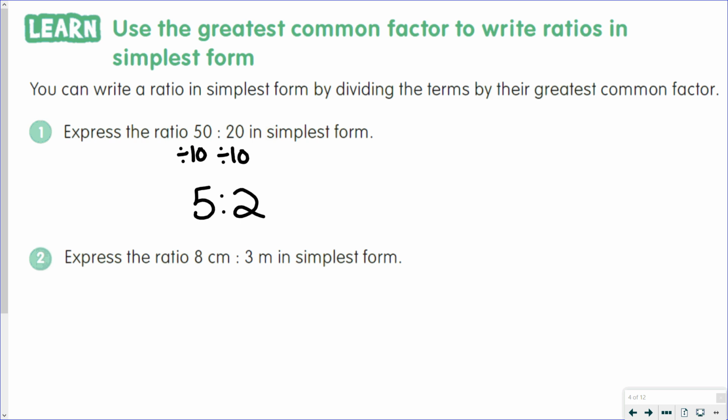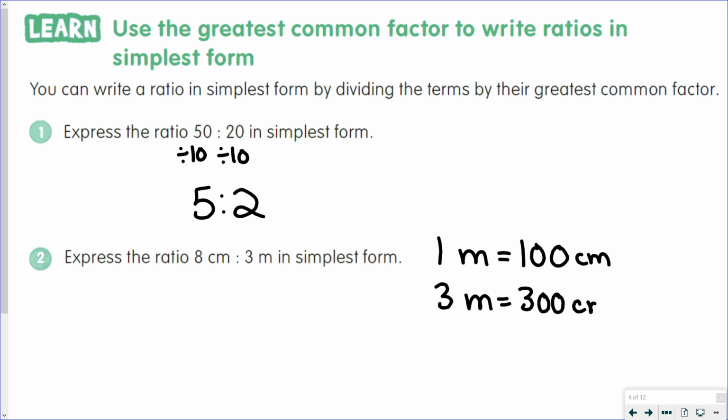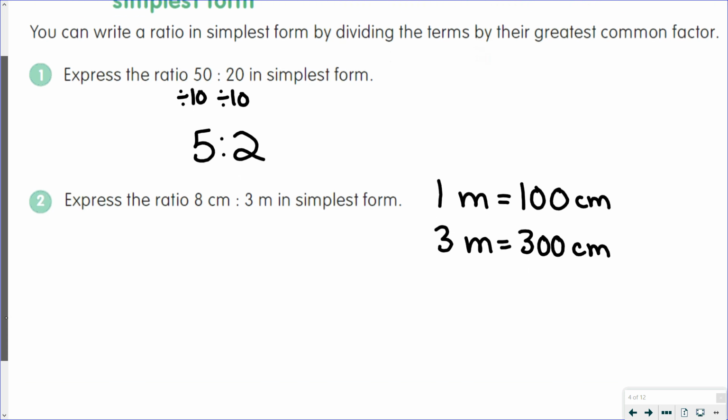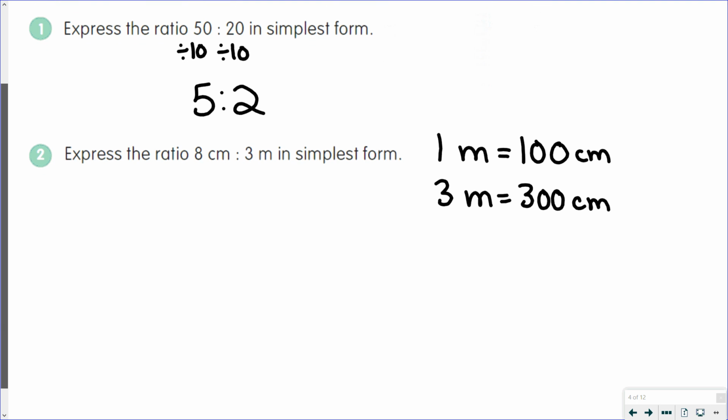For number 2, if we want to express the ratio of 8 centimeters to 3 meters in simplest form, we have to go back to what we did in the previous lesson and do that conversion. In the previous lesson, we found out that 1 meter is equivalent to 100 centimeters. So 3 meters would be equal to 300 centimeters. So that would give me a ratio of 8 to 300.